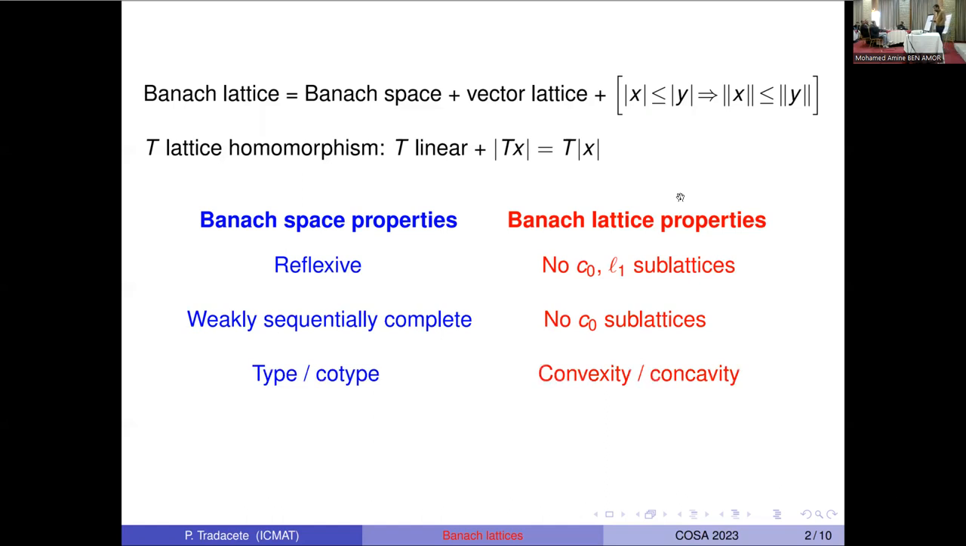some of which can be considered, in some way, as a local version of these properties. Those are the ones related to type and cotype, which one can define by using certain probability inequalities in a Banach space, and which are very well studied, and certainly sometimes quite technical. And in the Banach lattice situation, we have the notions of convexity and concavity that you might recall, but let me just write something on the blackboard.